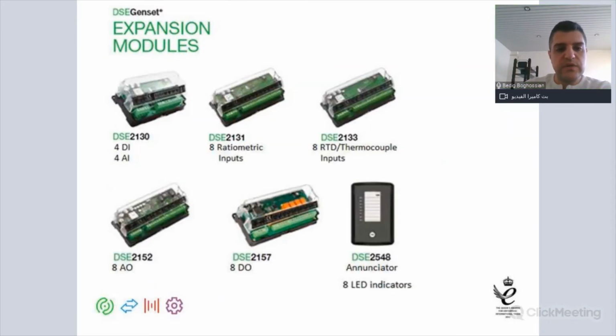We got some expansion modules. As mentioned earlier, if you need more inputs, more outputs, the DSE controllers support multiple expansion modules. So you can have, let's say, up to 4 2130, which is a digital input or analog input expansion module connected to a single genset controller. Well, each of the series has a maximum limit of supported expansion modules. Those are detailed in the operator's manual.